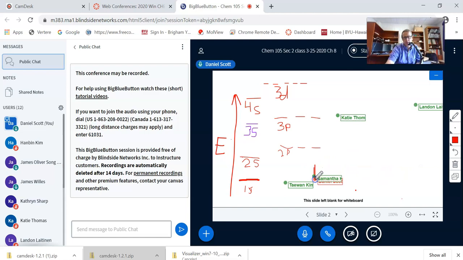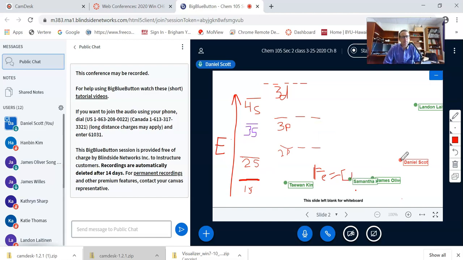So if we write Fe, very good. So this is now turning into an art class almost, right? What do you call that? A computer art class.